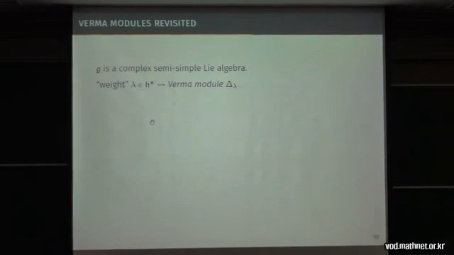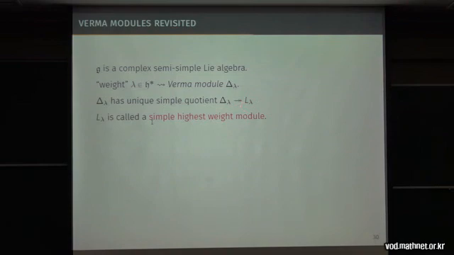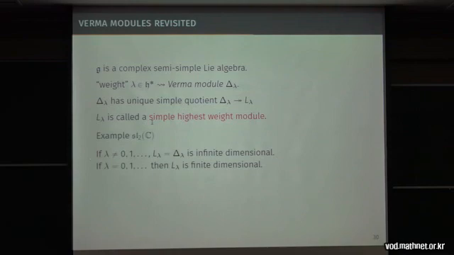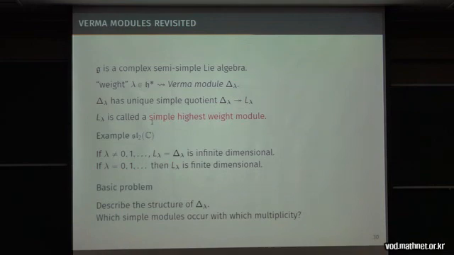So just as before, to any element in the dual of the Cartan, a so-called weight, we get a Verma module, and it has a unique simple quotient, L lambda. So we saw this before in SL2, namely, when lambda was not a non-negative integer, then we get a simple infinite dimensional representation. When lambda is a non-negative integer, then we get a finite dimensional representation. So the basic problem is to describe the structure of this molecule delta of lambda, which simple modules occur with which multiplicities.